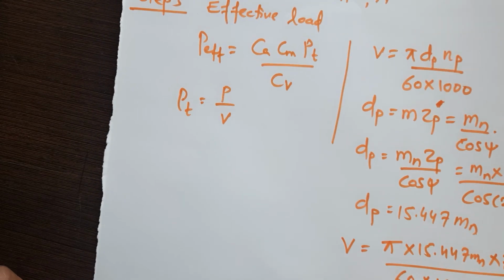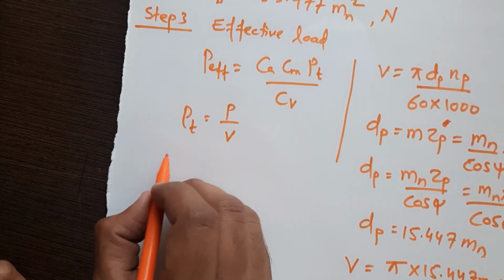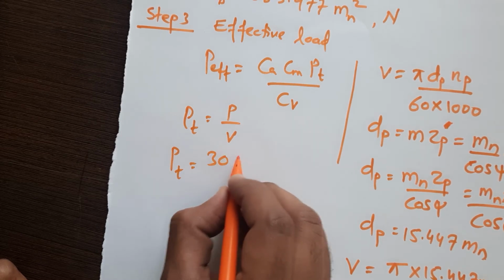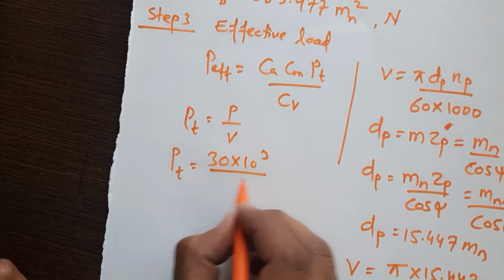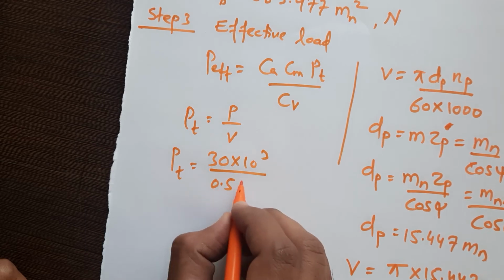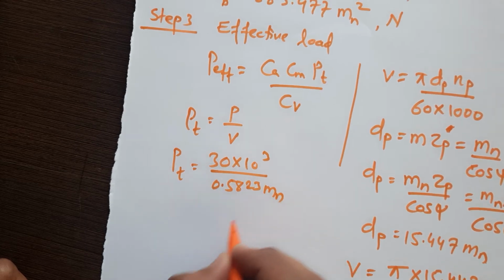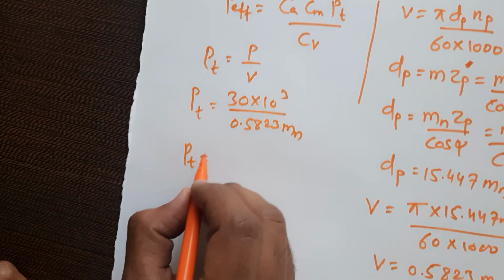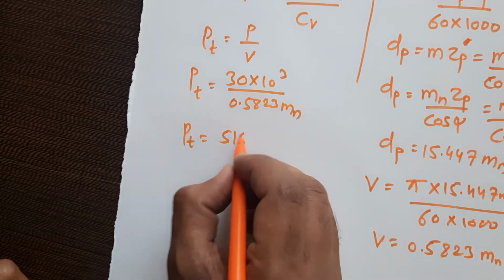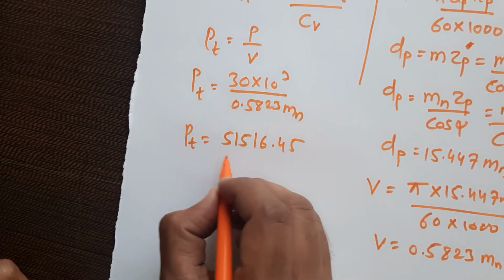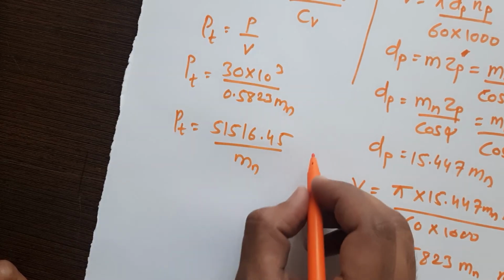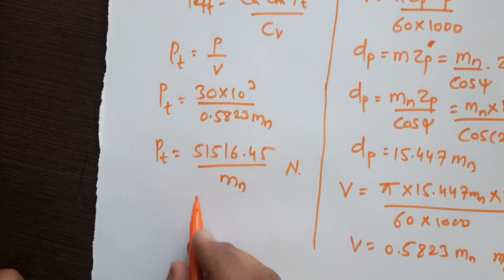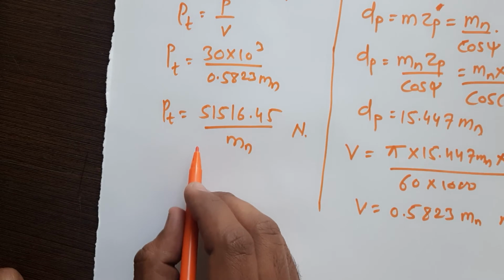Now if you substitute this velocity in the formula of power PT, PT is equal to, now power is given as 30 kilowatt, so 30 into 10 raised to 3 divided by velocity, 0.5823 mn. If you solve it, you will get PT in terms of mn as 51516.45 divided by mn in Newton. So this is PT. Then after getting PT we need to find CV.